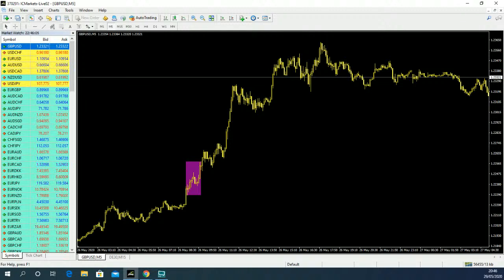Okay, your box is at the wrong place on GBP. Thank you for that. I'm sure my box is in the right place. It has been in the same place since I started this strategy.